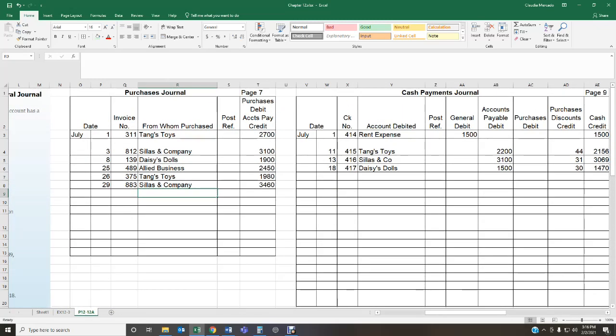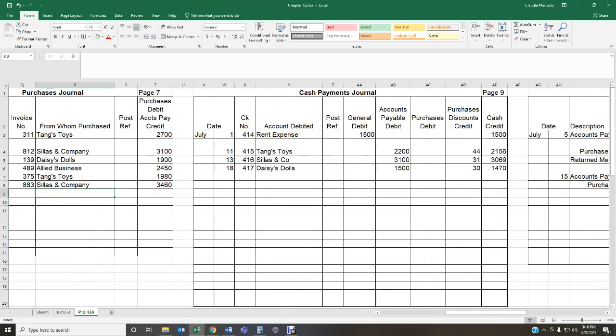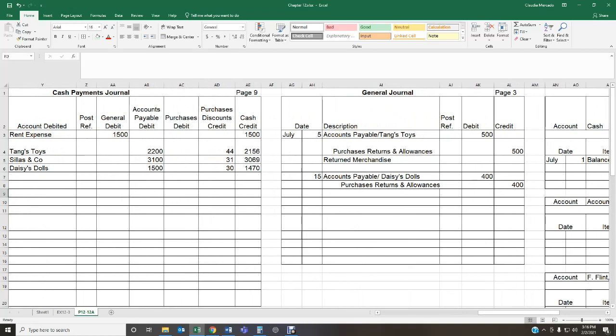Okay. Is withdrawing money for personal use part of the purchases journal? No. The purchases journal only keeps track of your purchases transactions. Okay. Then we have the cash payments journal. This is where we pay the different expenses with cash. And then, of course, we've got our general journal, which is the most basic concept to help illustrate the process to complete this problem.